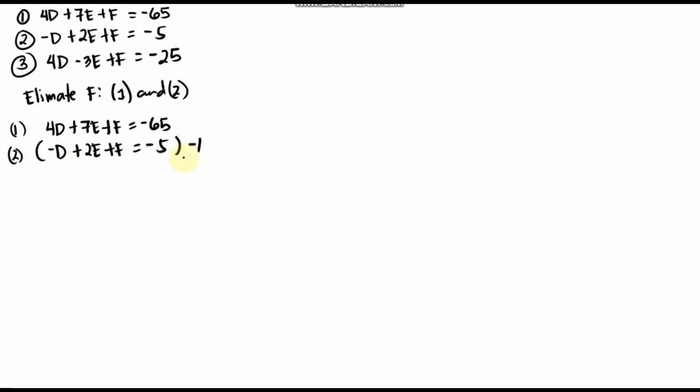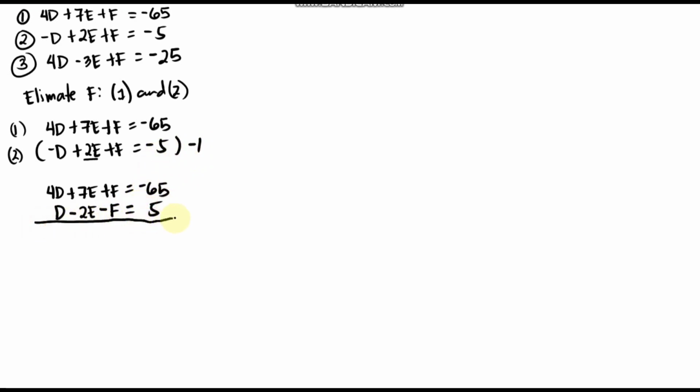So i-multiply natin. So equation 1, kopyahin muna natin, 4d plus 7e plus f equals negative 65. Then multiply natin negative 1 times negative d, that is positive d. Then negative 1 times 2e, that is negative 2e. Then negative 1 times f, so that is negative f equals negative 1 times negative 5, that is positive 5.